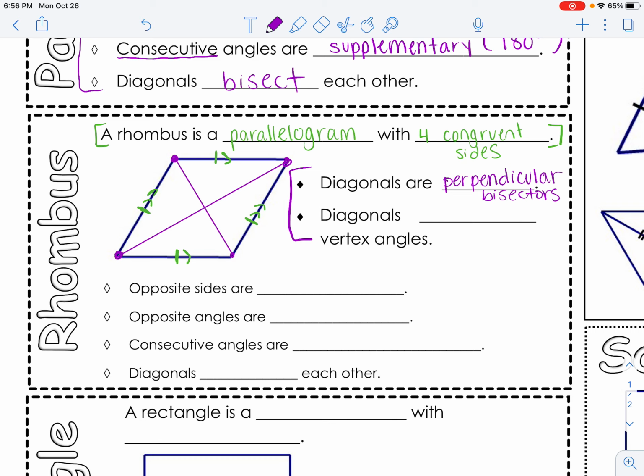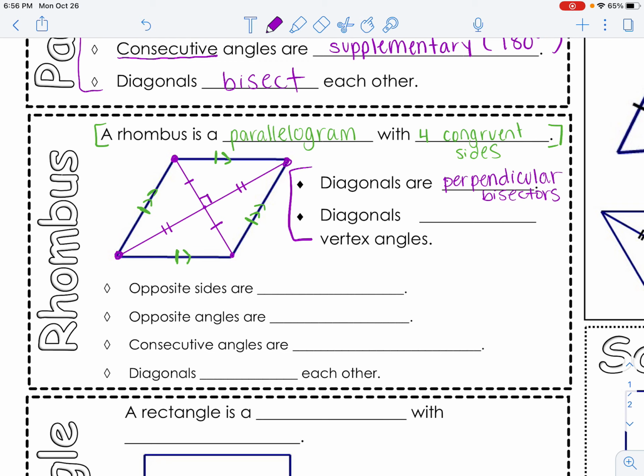What does that mean? I hope you all are yelling at your computers because you know that perpendicular bisectors are two lines. They are perpendicular to each other, so they meet at a 90-degree angle. And they bisect each other, so they create two congruent halves. That's what it means to be perpendicular bisectors.